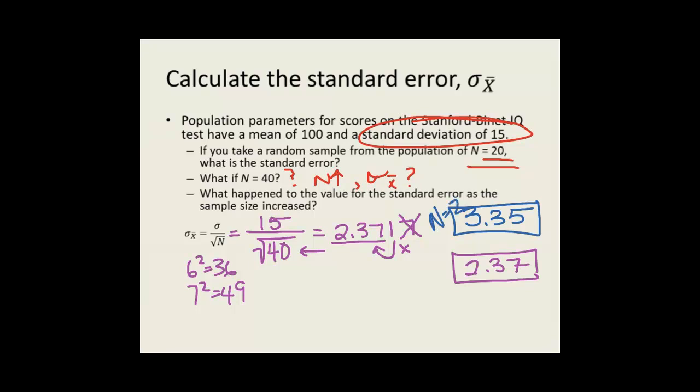So if the blue sample was for n equals 20 and purple was n equals 40, I can now make a general statement: as n increases, sigma sub x bar decreases.